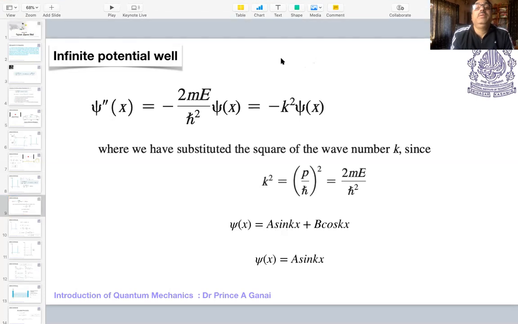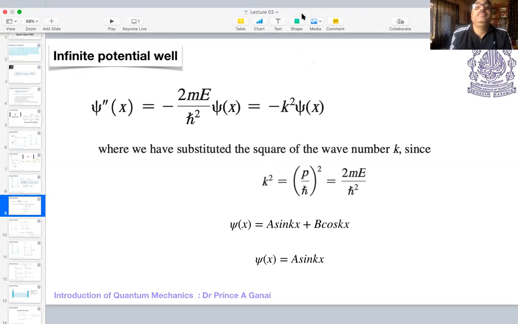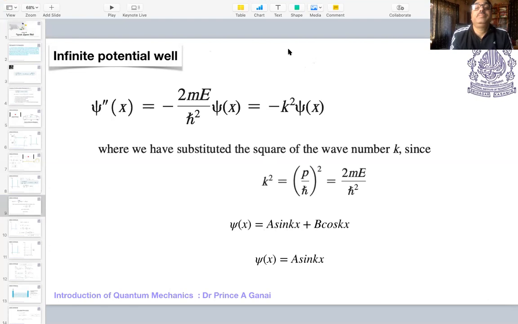Okay, so then we will try to see whether this solution satisfies the boundary conditions.